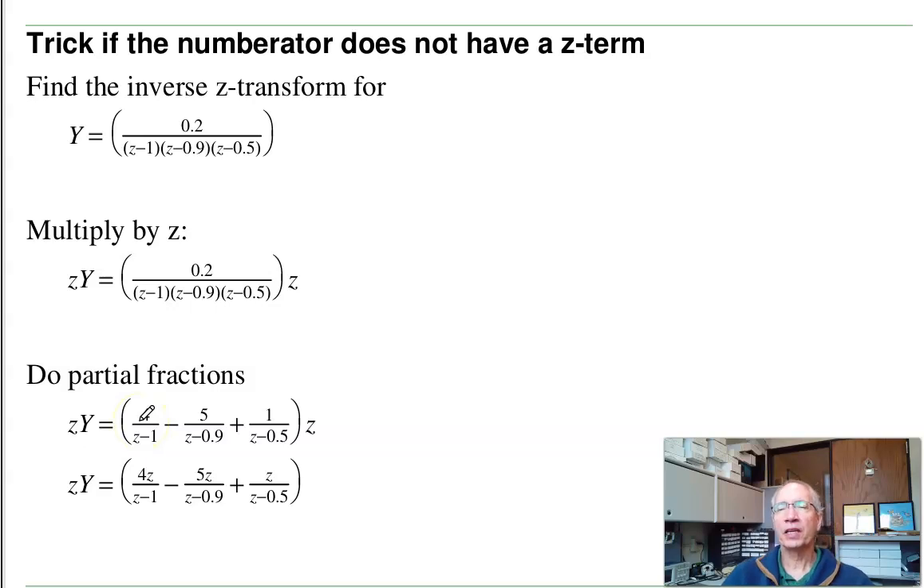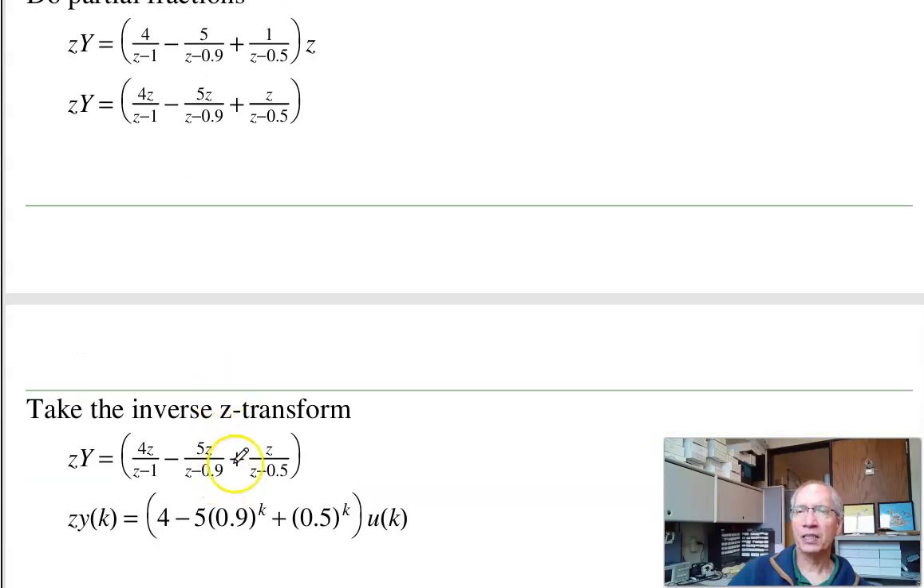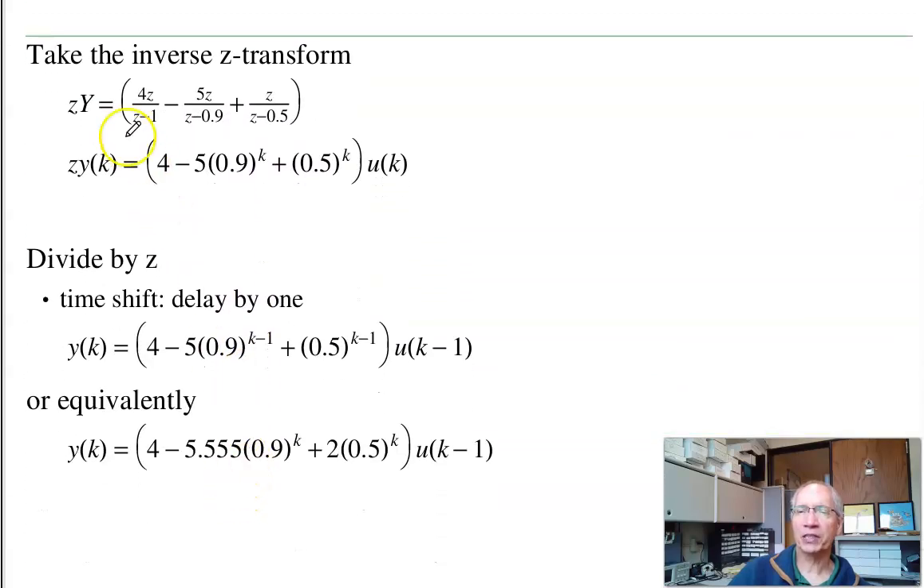Now there's a trick. If the numerator doesn't have a z term, I need that for the inverse z transform. That's not a problem. What I can do is multiply by z, pull the z outside, do the partial fraction expansion, multiply through by z, so here's the z transform of z times y. Now this, I can take the inverse z transform, that's just 4 minus 5 times 0.9 to the k, plus 1 times 0.5 to the k.